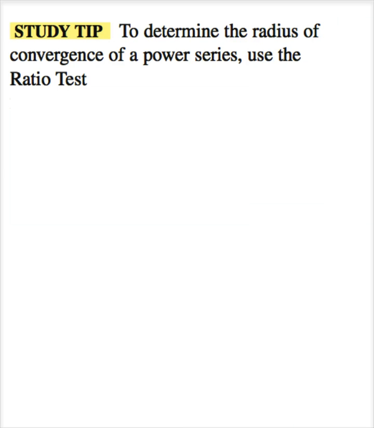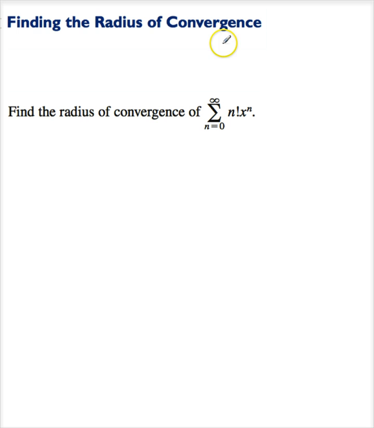Let's look at a few of these. Actually, let's do a study tip first. To find the radius of convergence, use the ratio test. It will really help you out. So suppose I want to find the radius of convergence of the sum, n goes from 0 to infinity, of n factorial x to the n. I want to find where this converges. So let me look at the limit as n approaches infinity of a sub n plus 1 divided by a sub n.